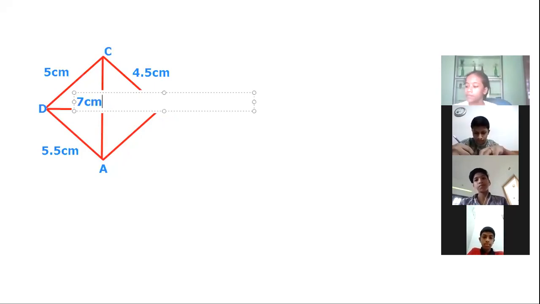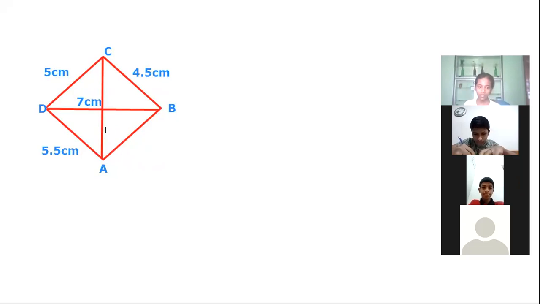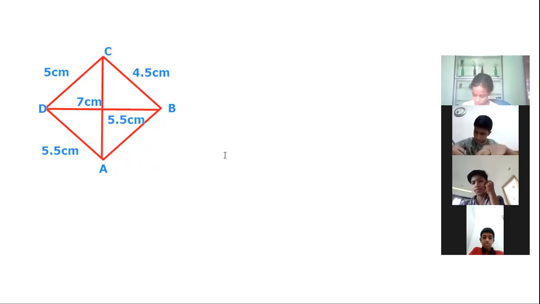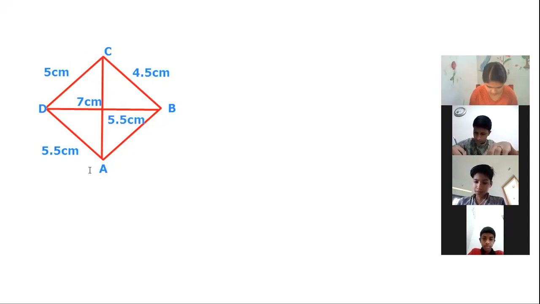And what about AC? What is the length of AC? 5.5 centimeter. Using this, we have to construct our quadrilateral. So in the first step, what was our first step? Draw triangle ACD. Which is our triangle ACD? How will I draw this triangle ACD?